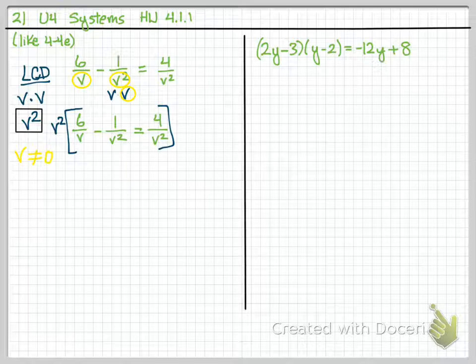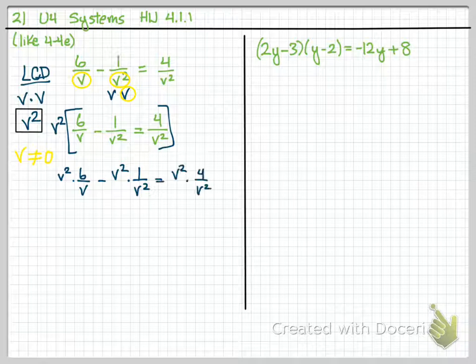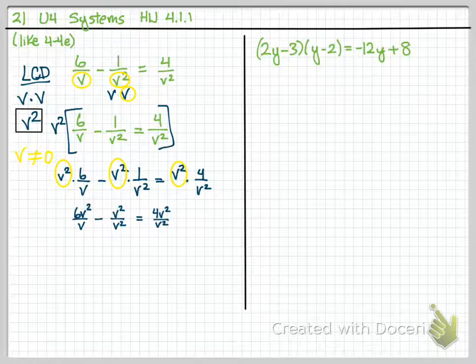And now what we do with that LCD is we take the original equation and we multiply the entire thing by that lowest common denominator. So you're going to take v squared, multiply it to 6 over v, then you're going to multiply it by 1 over v squared, and then you're going to multiply it to the 4 over v squared. So there's 3 terms, you're going to multiply it 3 times. And what will happen here is, see the 3 places we multiply it, we bring it to each one. You distribute it to all 3 of them.